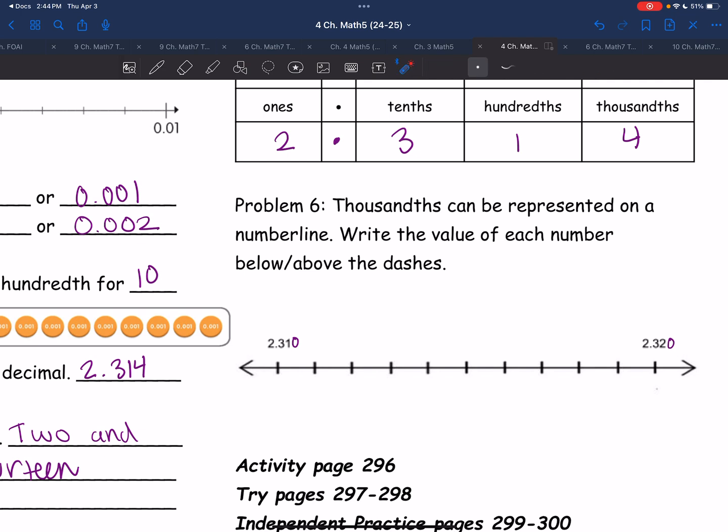So if I were to pause the video and think about if you were to add 1/1000 to this, what would that number be? All right, if you said 2.311, you are correct. So I'm adding that 1/1000 right here. All right, above the next dash, I'm going to add just 1 more thousandth. So now I have 2 and 312 thousandths. Okay, then I'm going to keep adding 1/1000 until I get to the end. Go ahead and pause the video and see if you can do this on your own. Then play it and check your work when you are done.